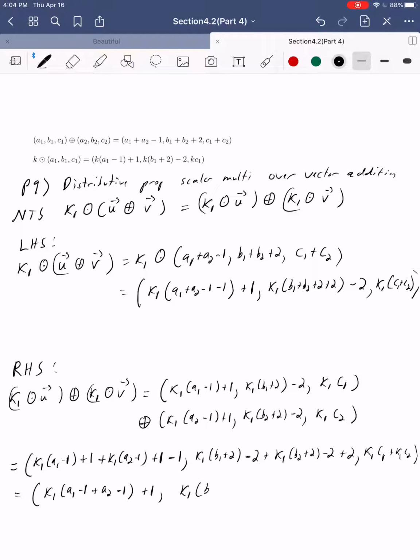Here we do K1 (B1 plus 2 plus B2 plus 2). Then we have a minus 2, and a plus 2, so minus 2. And then here we just factor out the K1, C1 plus C2.